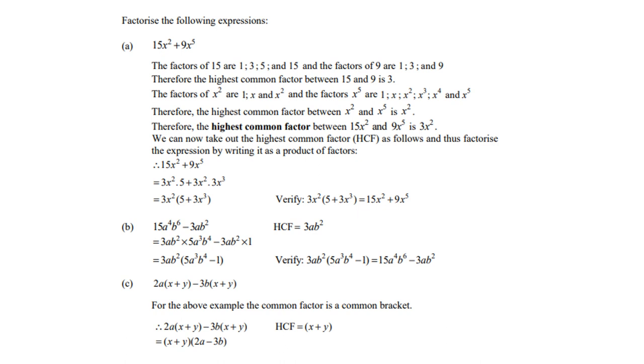Look at C. Now we have two terms with brackets, but you'll notice the brackets are exactly the same. So therefore, the common factor is the bracket x plus y, which you then write down, and what is left is then a 2a minus a 3b.